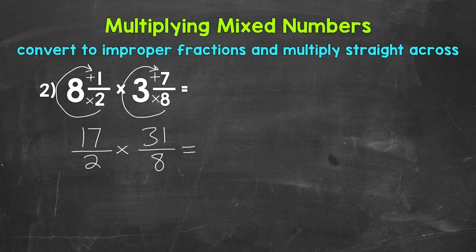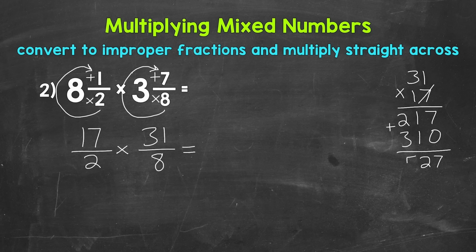So 17 times 31. For number 2, this is going to take a little more work than number 1. I'm not sure what 17 times 31 is, so I'm going to go to the side and write this out and multiply. So let's do 31. I'll put the larger number in value on top, times 17. 7 times 1 is 7. 7 times 3 is 21. Now we need a 0, and then we have 1 times 1 is 1, and then 1 times 3 is 3. Add, 7 plus 0 is 7, 1 plus 1 is 2, and then 2 plus 3 is 5.